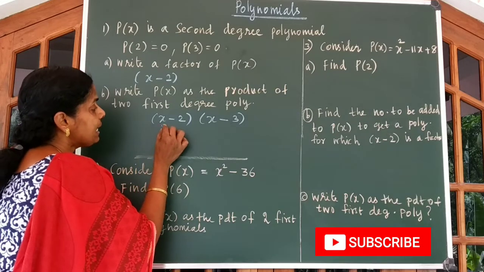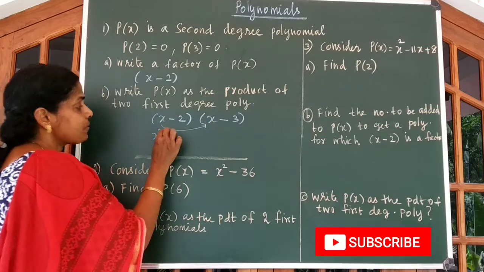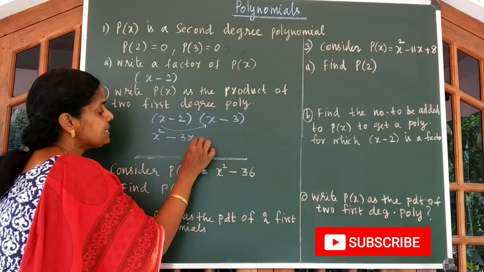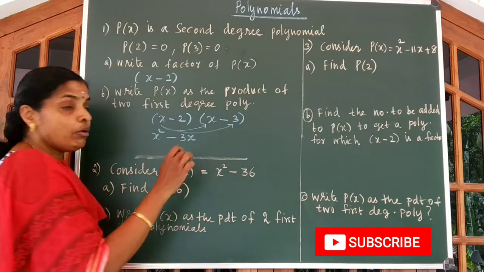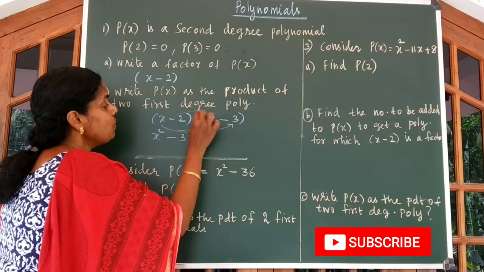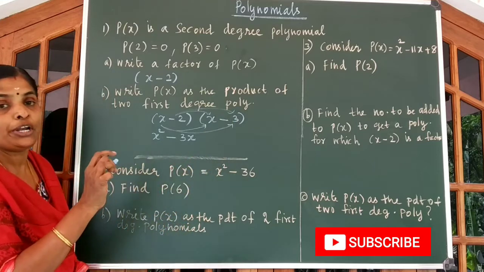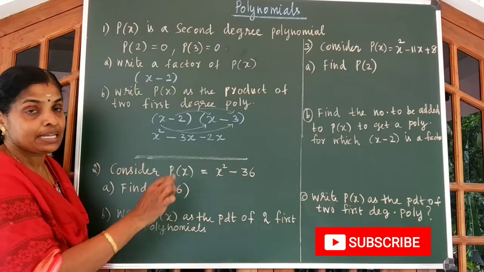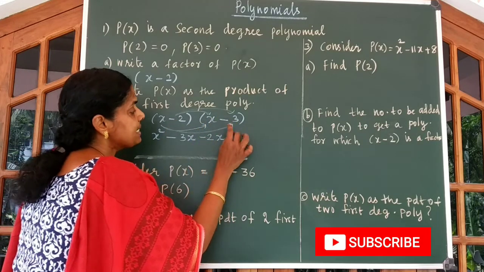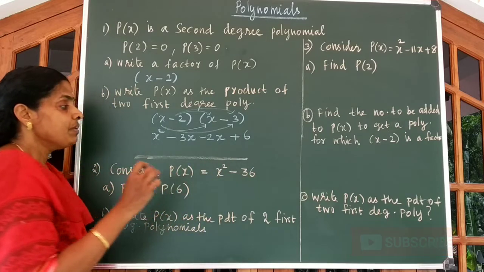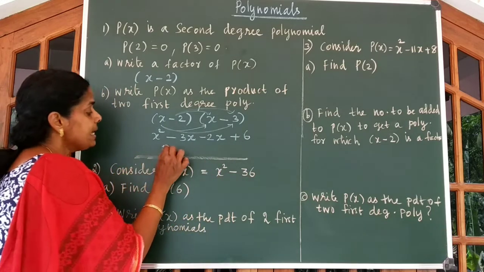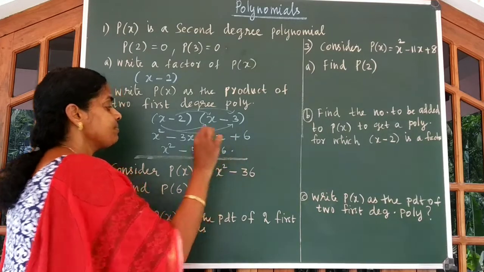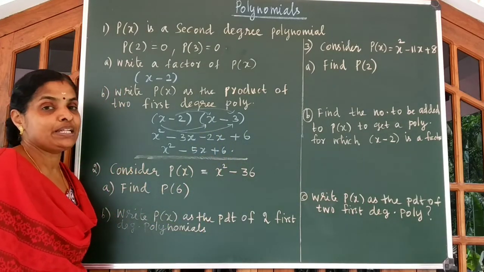When you multiply x with x, we get x square. X multiplied with minus 3 gives you minus 3x. Now multiply minus 2 with both these terms. So what do you get? Minus 2 into x gives you minus 2x. Minus 2 into minus 3 gives you plus 6. We can simplify this as x square minus 5x plus 6. Okay children, come to the second question.